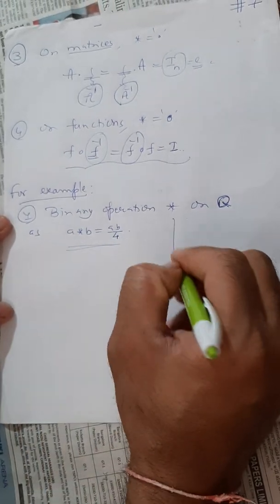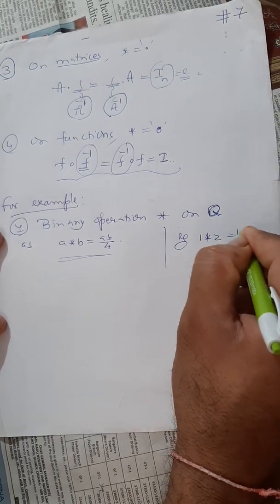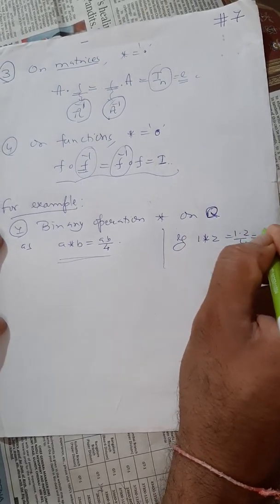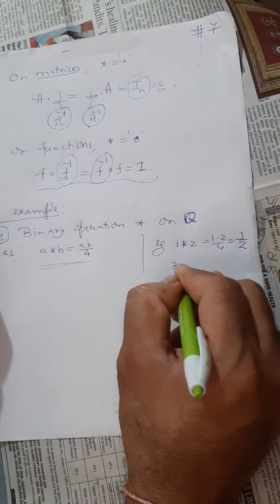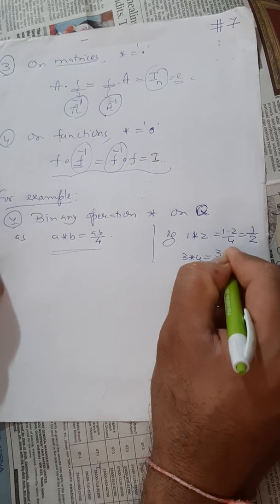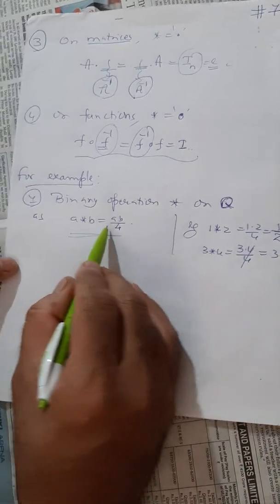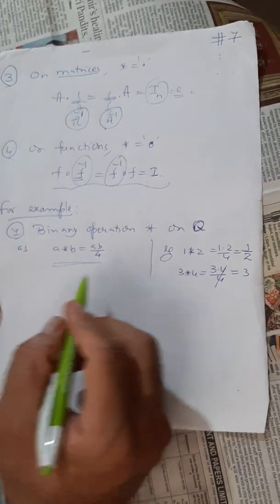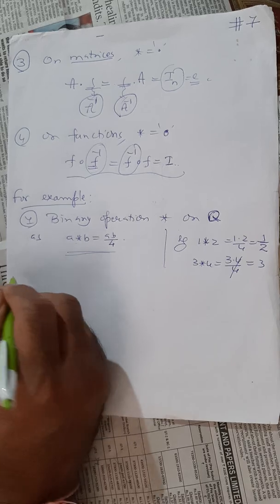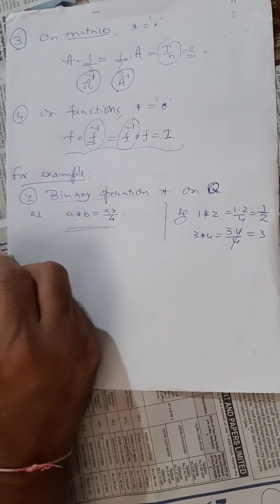For example, what is 1 asterisk 2? That is 1 into 2 by 4, which is 1 by 2. For example, what is 3 asterisk 4? That is 3 into 4 by 4, so the answer will be 3. That way, this is the meaning of this operation. A asterisk B means A into B by 4. Now, it's already a binary operation. So first I want to check the commutative property.